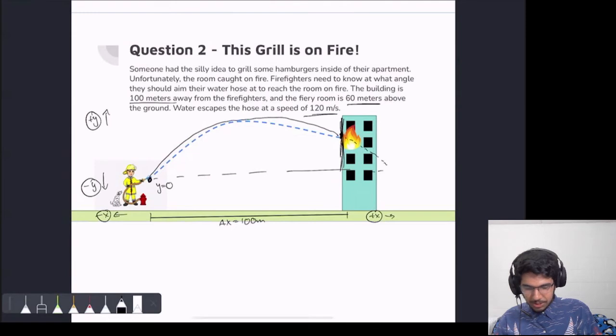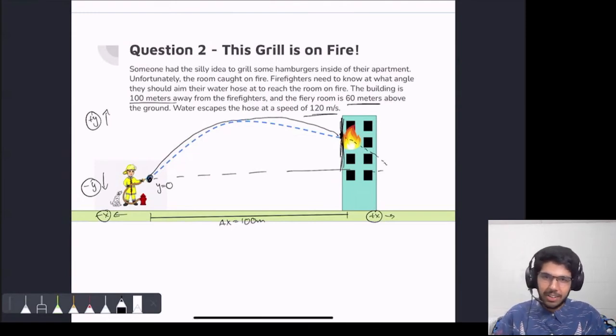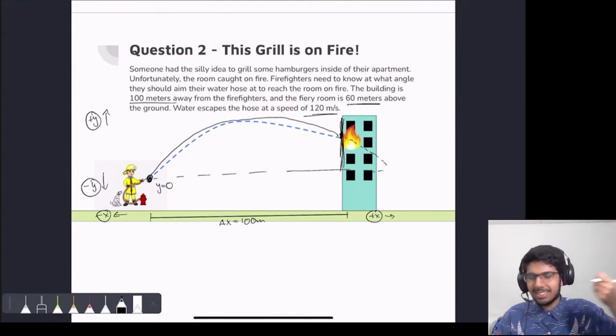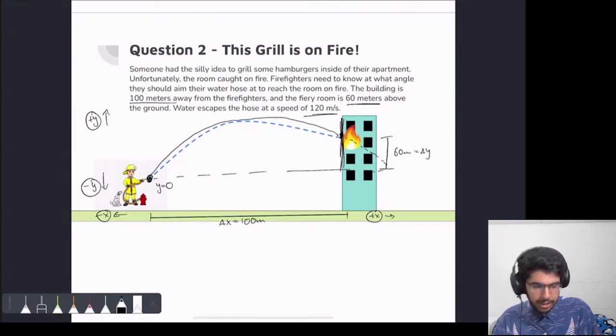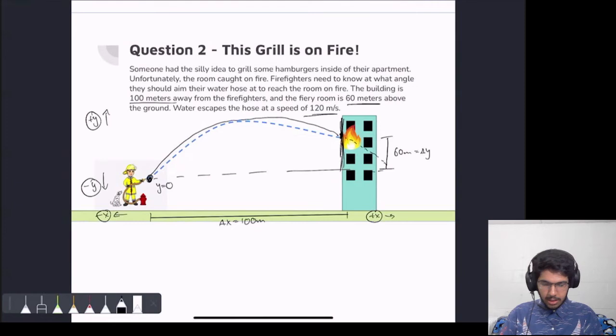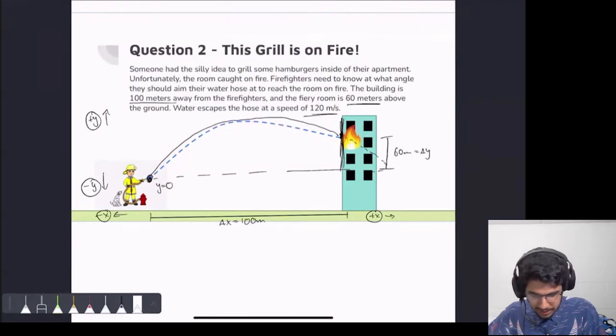So we'll just assume that the firefighter is shooting from the ground. We won't worry about it being held up in the air. That's just extra stuff. So that's just saying from y equals 0 to the fire, this is 60 meters, and that's some delta y quantity. And finally, we're given that the water escapes the hose at a speed of 120 meters per second.